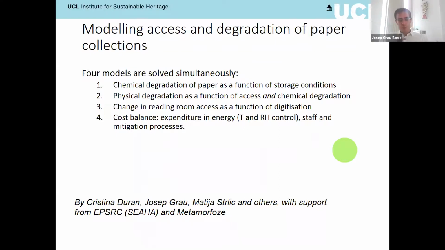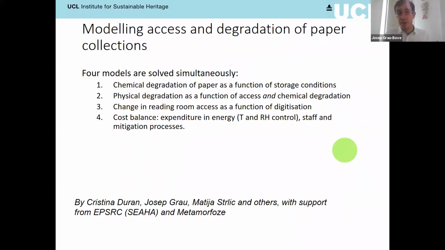It solves simultaneously four models. One model that predicts the chemical degradation of paper as a function of storage conditions. Model number 2 predicts the degradation as a function of access. Naturally, as you know very well, if something is very chemically degraded, it's going to break more when you handle it. So model number 2 is linked with model number 1, because physical degradation is also a function of the level of chemical degradation.